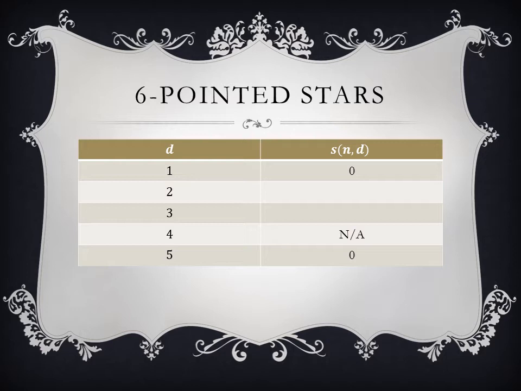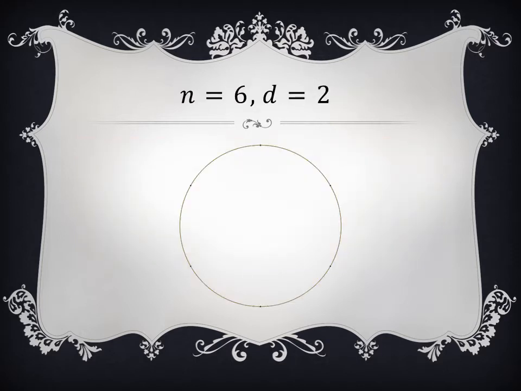For 6-pointed stars, we already know that d equals 1 won't work, which means that d equals 5 won't work either. We also know that we won't have to test d equals 4 because it will be equivalent to d equals 2. So let's start by testing d equals 2.